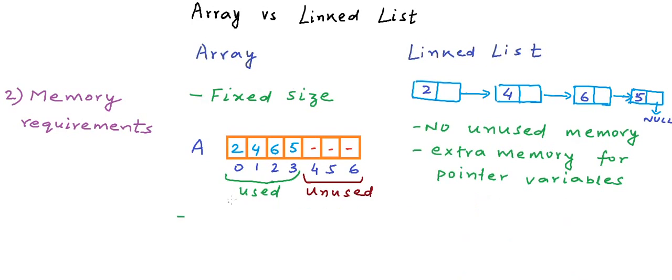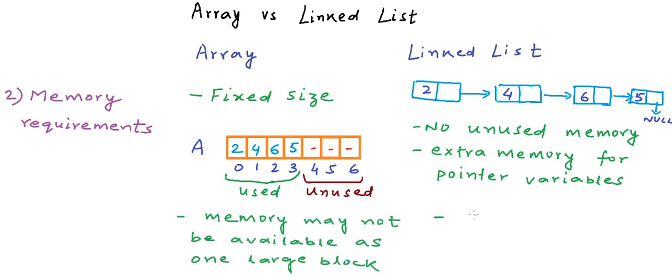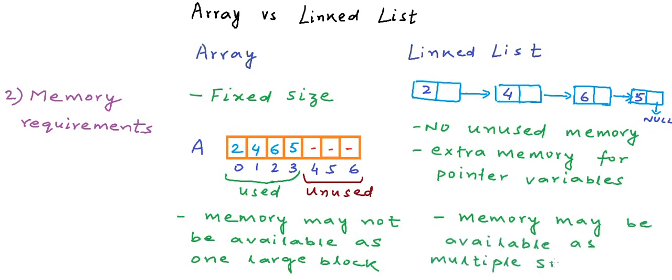Now, one more point with memory allocation. Because arrays are created as one contiguous block of memory, sometimes when we want to create a really large array, memory may not be available as one large block. But if we are using a linked list, memory may be available as multiple small blocks. So we will have this problem of fragmentation in the memory. Sometimes we may get many small units of memory but may not get one large block of memory. This may be a rare phenomenon, but this is a possibility. So this is also where linked list scores.